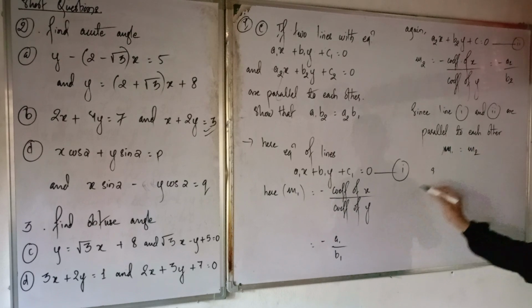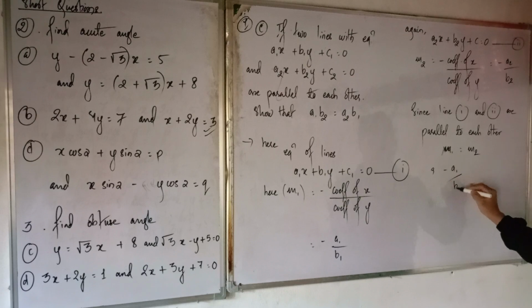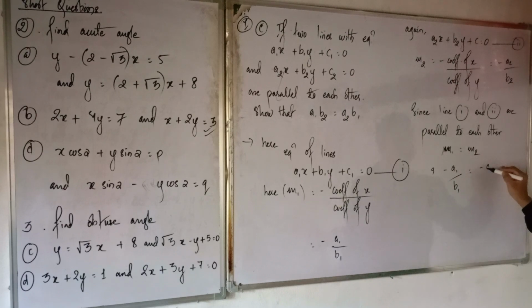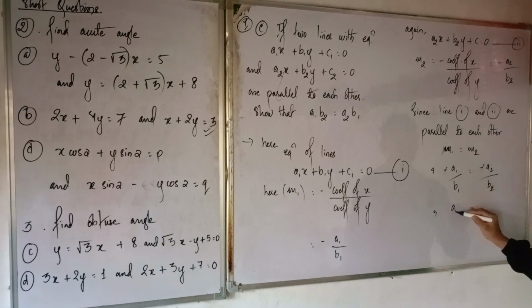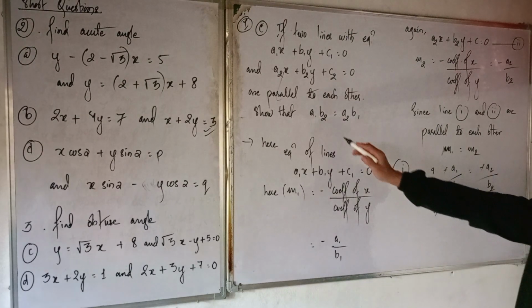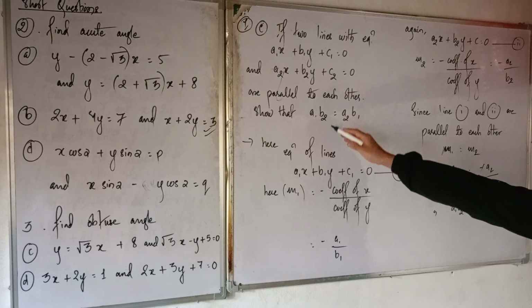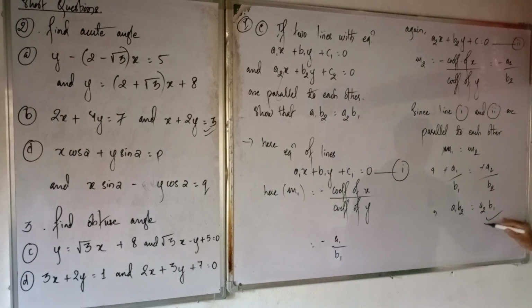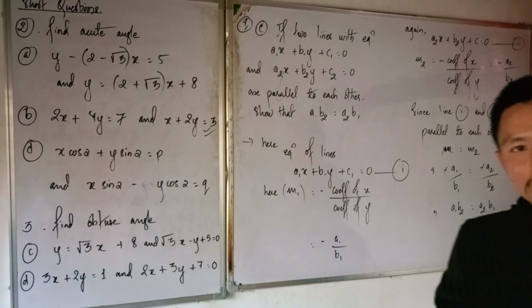So m1 is minus a1 by b1, and m2 is minus a2 by b2. The minus signs cancel, and you can cross multiply this: a1 b2 equals a2 b1, which we had to prove. It's proved here. Yes, you got it.